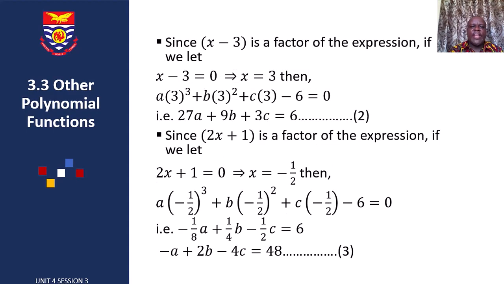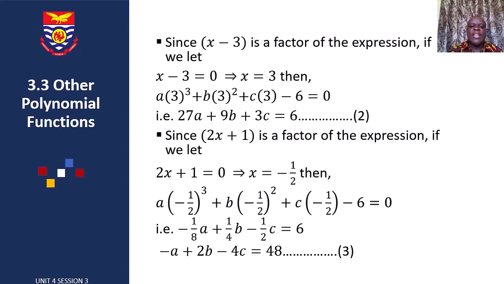We take the second factor, x minus 3. We make x the subject and x is equal to 3. We substitute it into the given polynomial and simplify. We have 27a plus 9b plus 3c is equal to 6. That gives us equation 2.